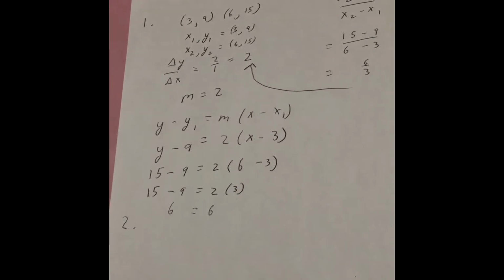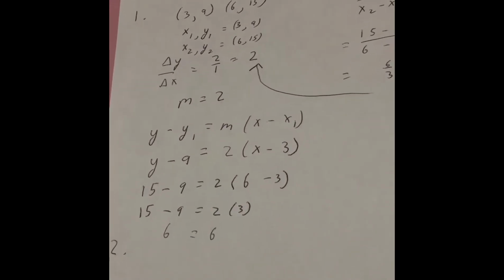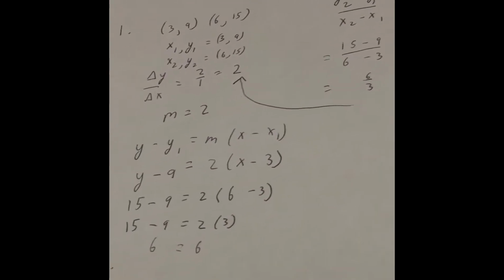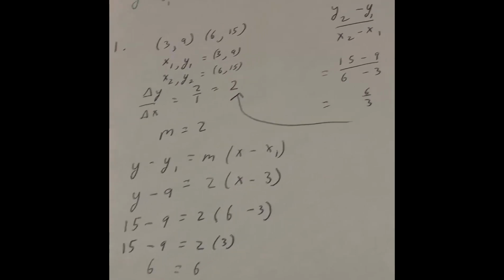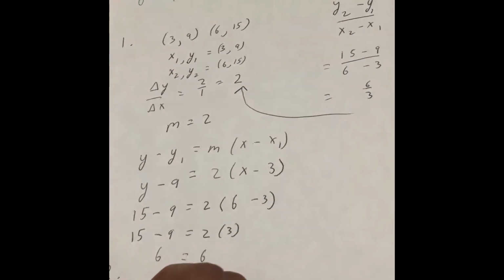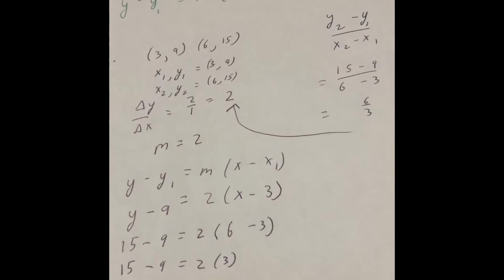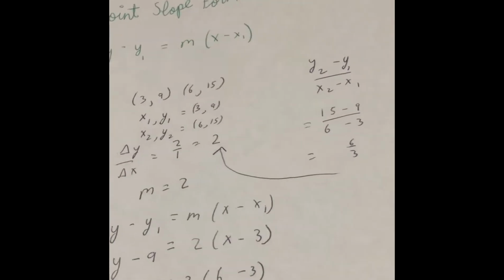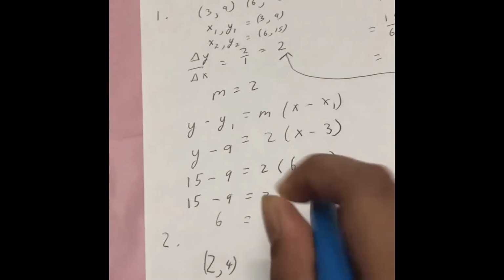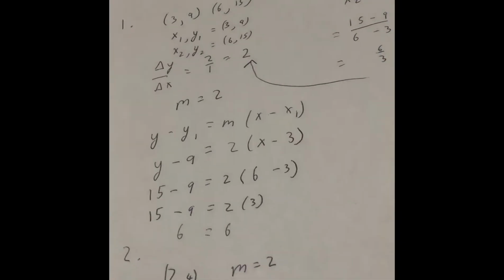So this was the first example, and the second example of a point-slope form is when the slope of the graph is given and a point of the graph is also given. The problem is: find the equation of the line that passes through the point (2, 4) and has a slope of 2. Since these are the two pieces of information given, we should probably write them down.